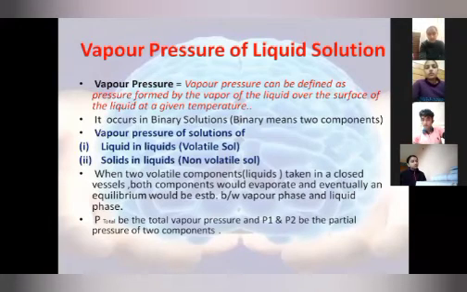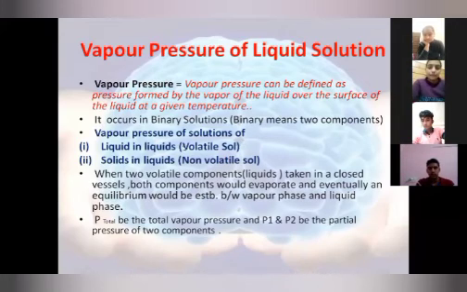Here we are especially talking about vapor pressure. What is vapor pressure? It can be defined as the pressure that is formed by vapor of liquid over the surface of liquid. And it occurs in binary solution. Binary solution is the solution that we are talking about. So vapor pressure of solution, again here we are talking about liquid in liquid, solid in liquid.